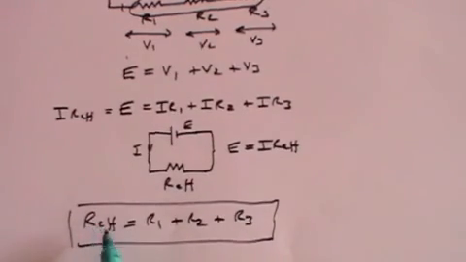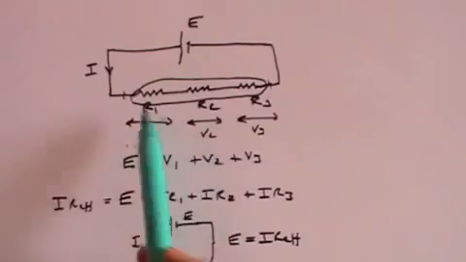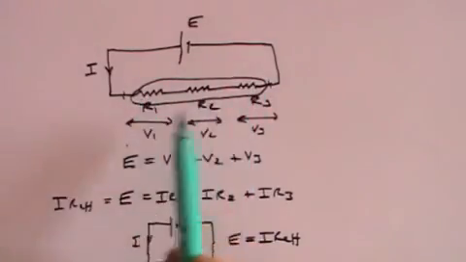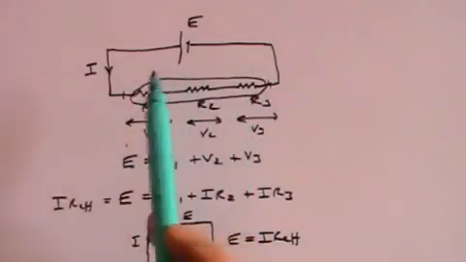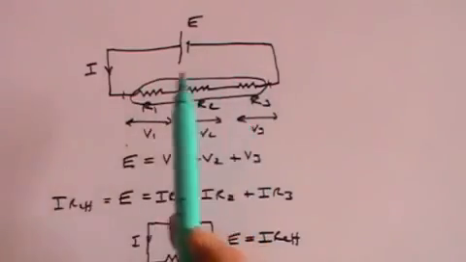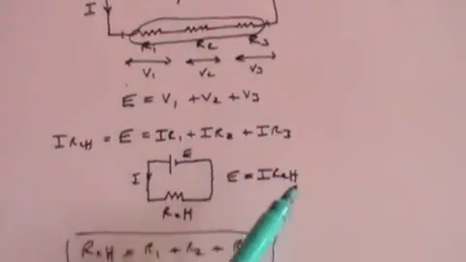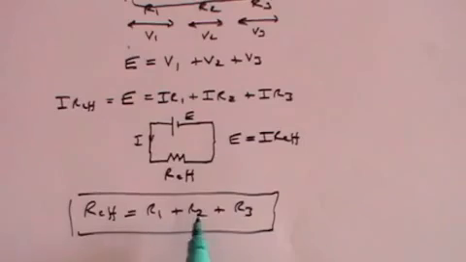The effective resistance of three resistors in series. In other words, if you were to replace all those and think of them as a single resistor, what is the value of that resistor? The answer is it is the sum of the three resistances.